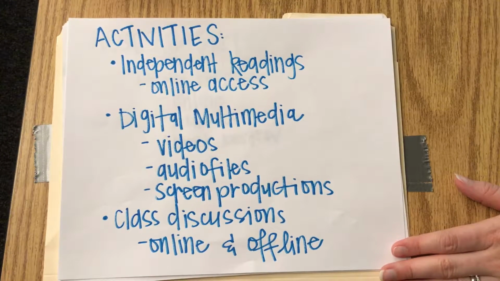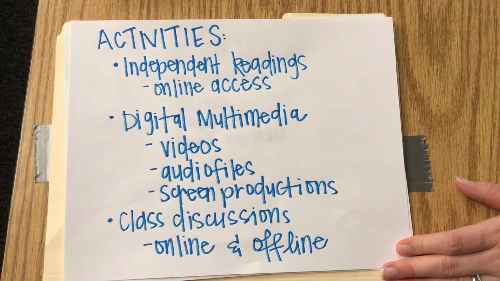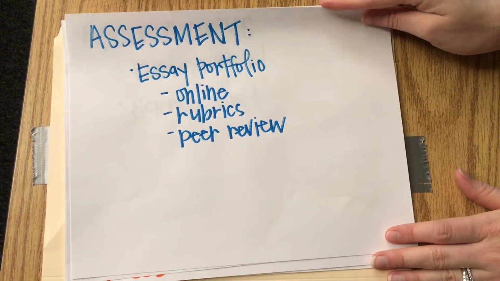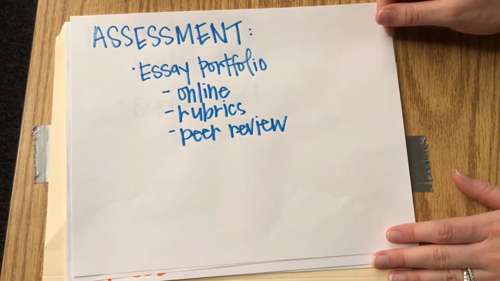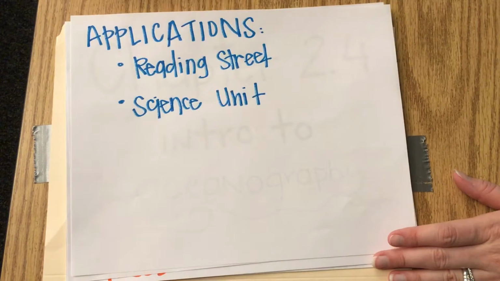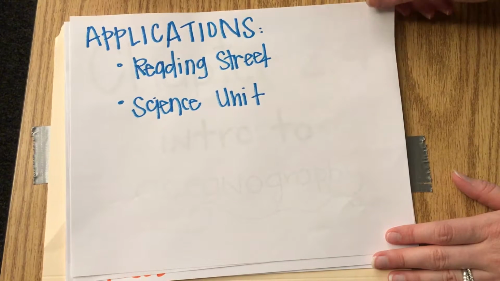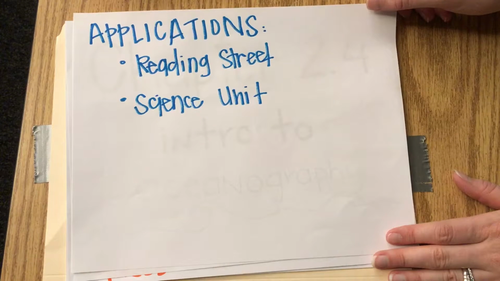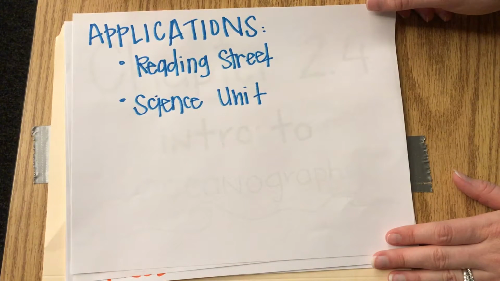Activities: you can do an independent reading where they provide the books for you online. They have digital multimedia, for example, videos, audio files, screen productions, and class discussions online and off. Assessments: they can do an essay portfolio online, use rubrics, and also peer reviews. For application in our classrooms, you can make units on our reading street or do an example of a science unit.